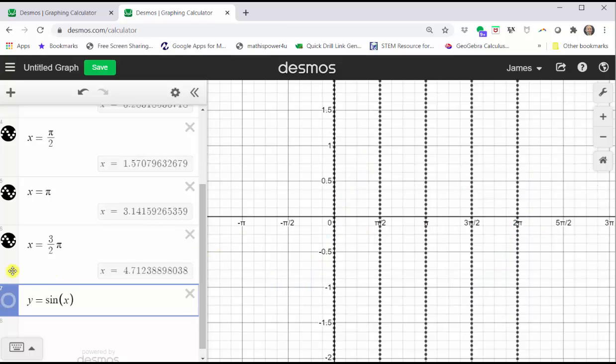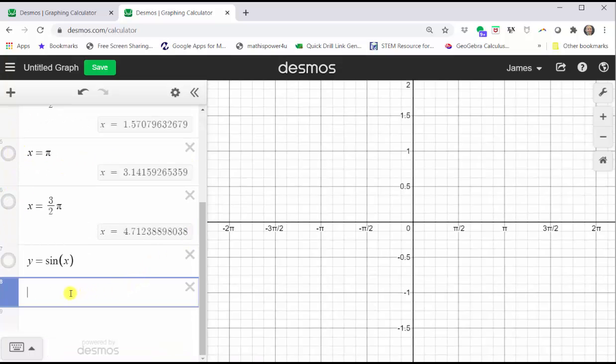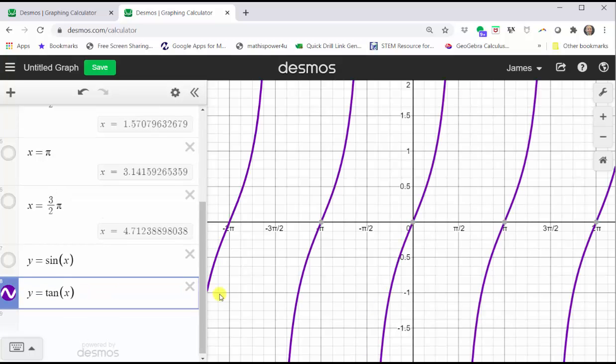Let's go ahead and turn off the sine function and the vertical lines, and now we will graph the tangent function. And now let's go down to cell 8 and type in y equals tan x. Right away, notice how the graph of the tangent function looks quite different than the graph of the sine and cosine functions. First, notice how there are no min and max function values because the graph goes up forever and down forever. Also, the period is not 2π. The period for the tangent function is only π radians.